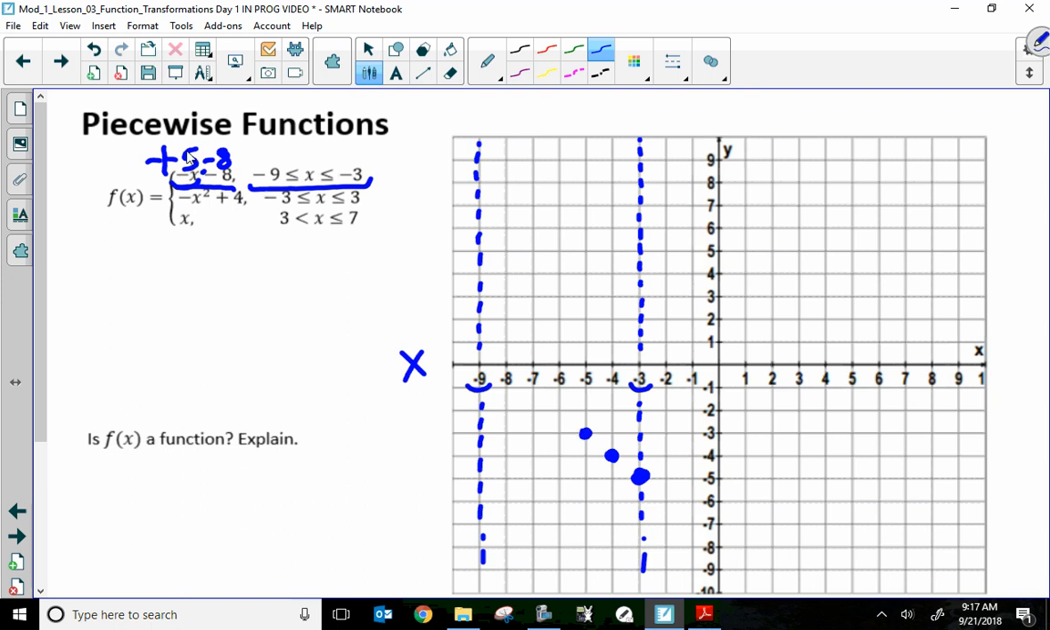And you can see a pattern. This is just going to keep on going up and up and up. And I stop right there. How come? Because I am now in between the x interval of negative 3 to negative 9. If I connect this, that represents negative x minus 8 from negative 9 to negative 3.